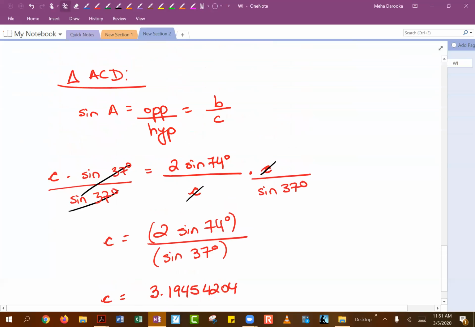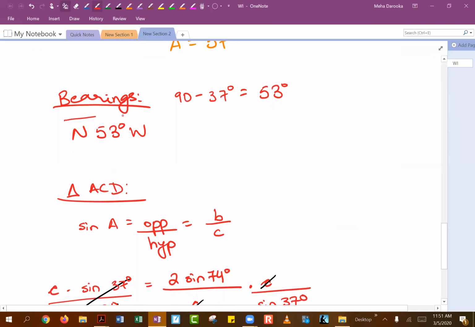Nautical miles, so 3.2 nautical miles from the pier at a bearing of 53 degrees north by northwest. It's a pretty long-winded process, right?